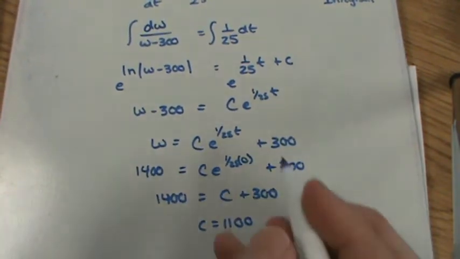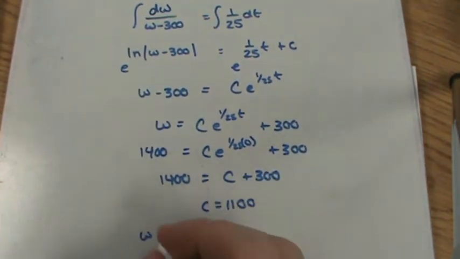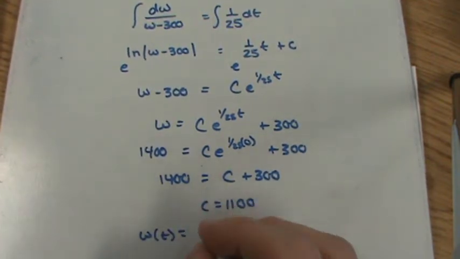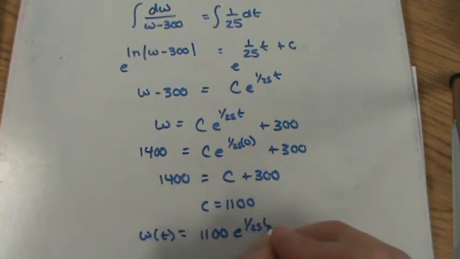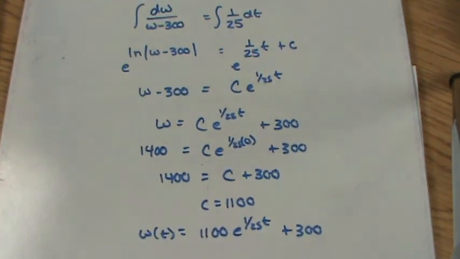And don't stop there, put it back into your W equation. So W of t, and you could just write W, but W of t is a little nicer looking. 1100 e to the 1 over 25 t plus 300. And that would be our particular solution for this, which is the last part of this question.